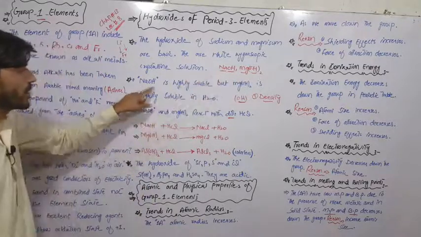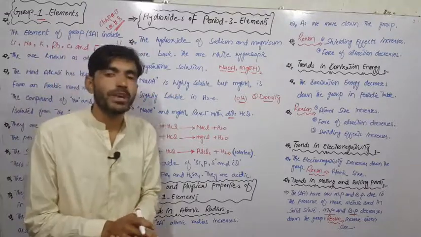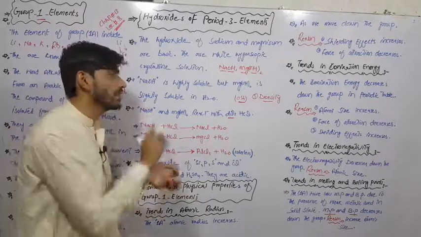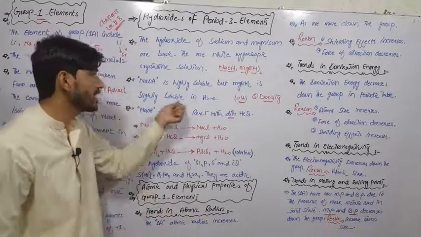Next point, sodium hydroxide is highly soluble in water, but magnesium hydroxide is only slightly soluble in water due to the OH bond. Clear? Sodium hydroxide is more soluble, but magnesium hydroxide is less soluble.